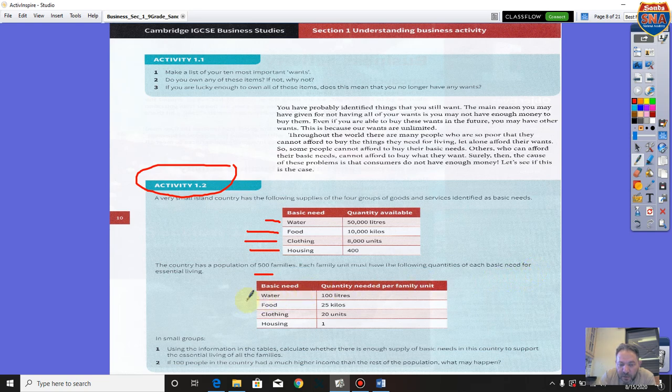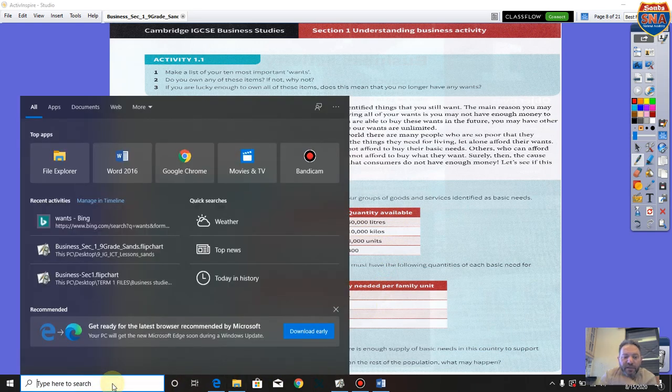Each family unit must have the following quantity of each basic need. So one family needs 100 liters and 25 kilos of food and 20 units of clothing and at least one house to live in. In a smaller group, or with your family or your brother and sister, just discuss the following. Using the information in the tables, calculate whether there is enough supply of basic needs in this country to support them. Okay, let's see, guys. So we have 50,000 liters of water and we have 500 families. So let's calculate that, guys.